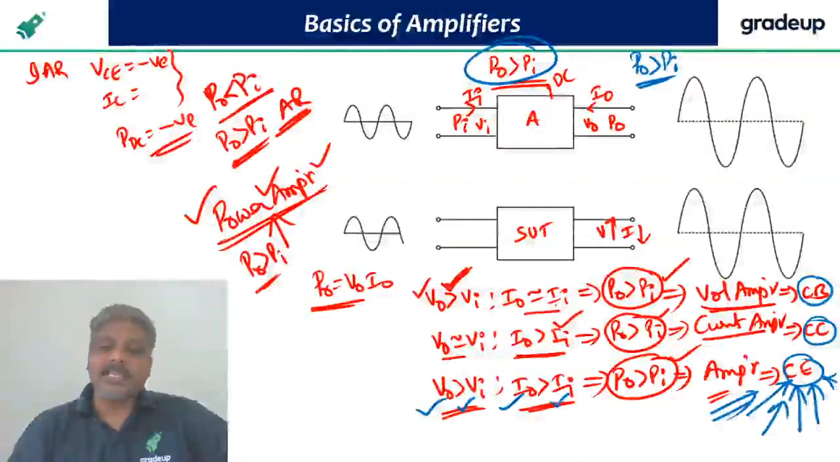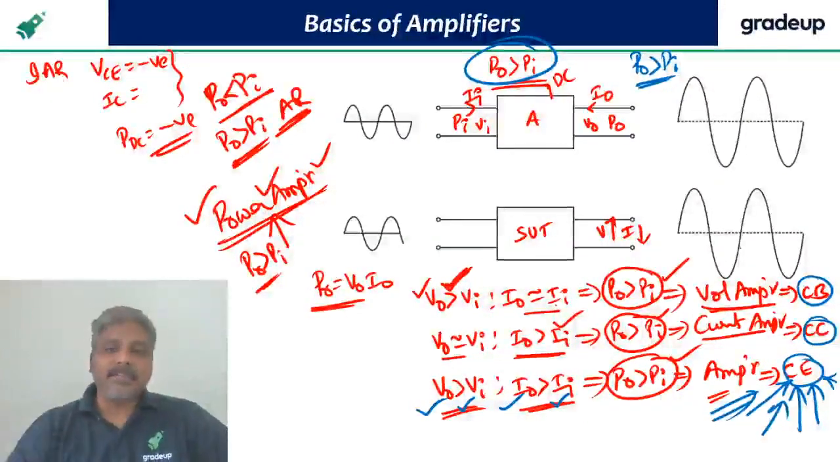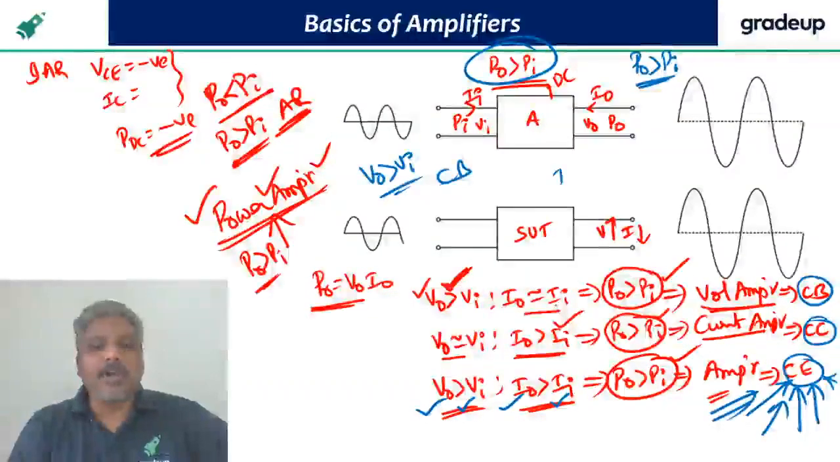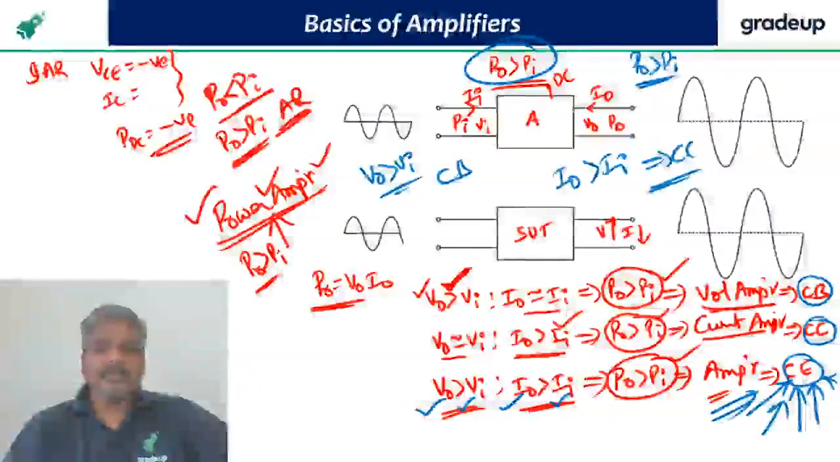That is not to say that CB is not used, or CC is not used. They are also used. Suppose I have a requirement that I want to amplify only voltage, then I go for the CB amplifier. If I want only current to be increased, then I go for the CC amplifier. Clear, guys?